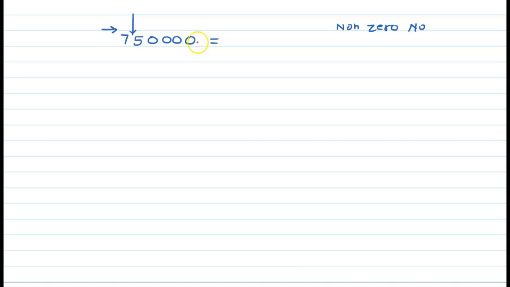So let's take one example. It is 75000. Okay. So you need to put an arrow right at the first non-zero number from this side. Non-zero number means a number which is not zero. After that, you start counting backward from here: 1, 2, 3, 4, and this is 5. So you can write down 7.5 into 10 to the power 5 because you have gone 5 steps back.